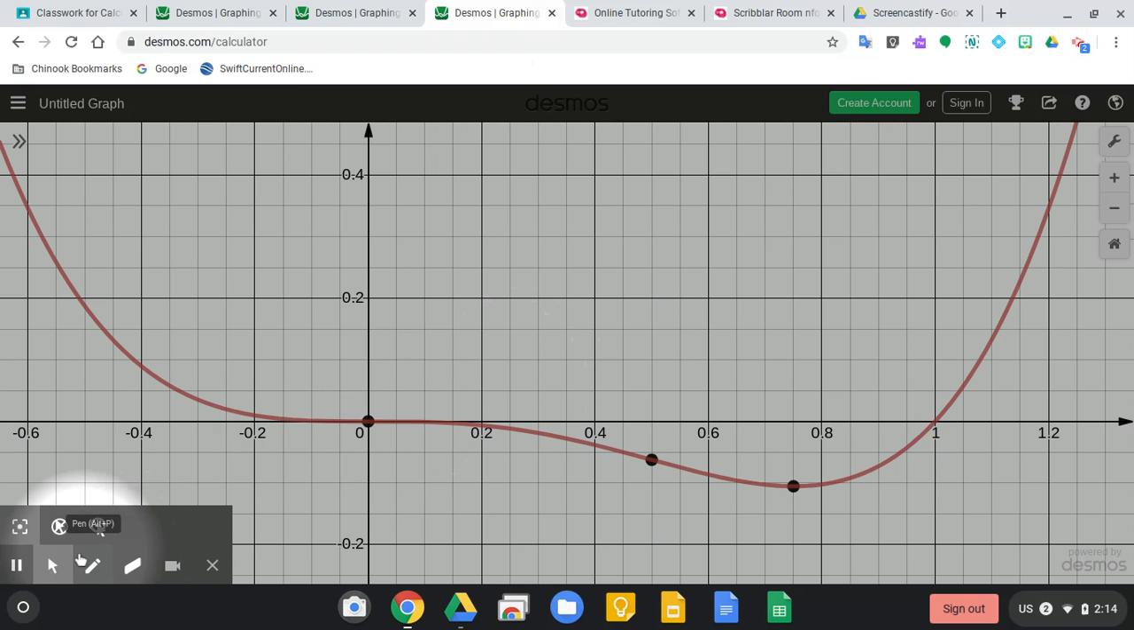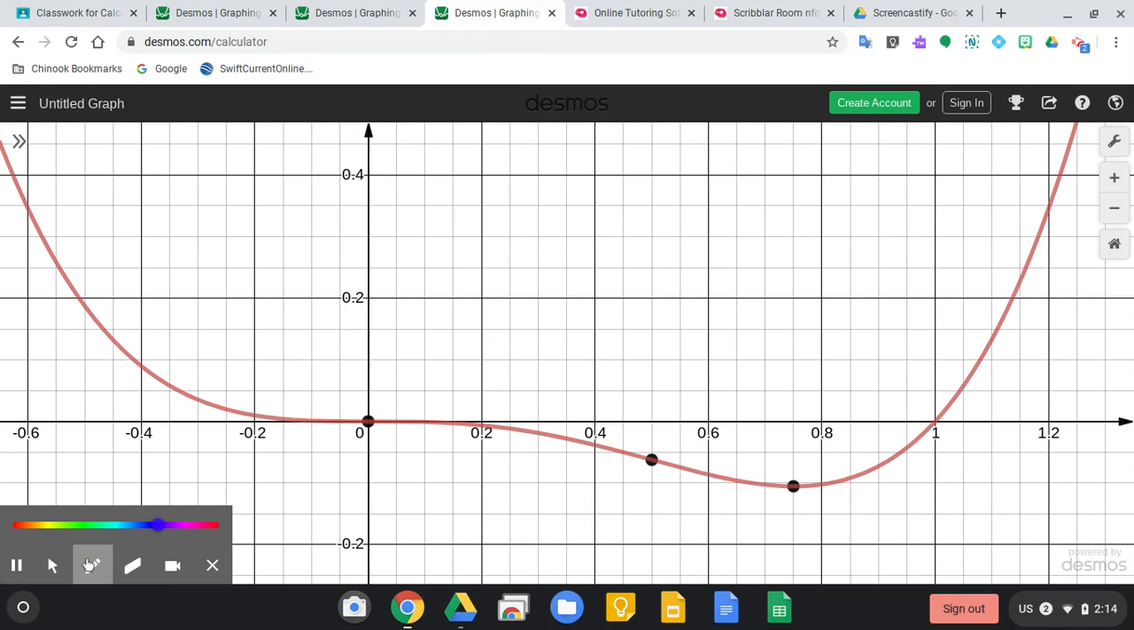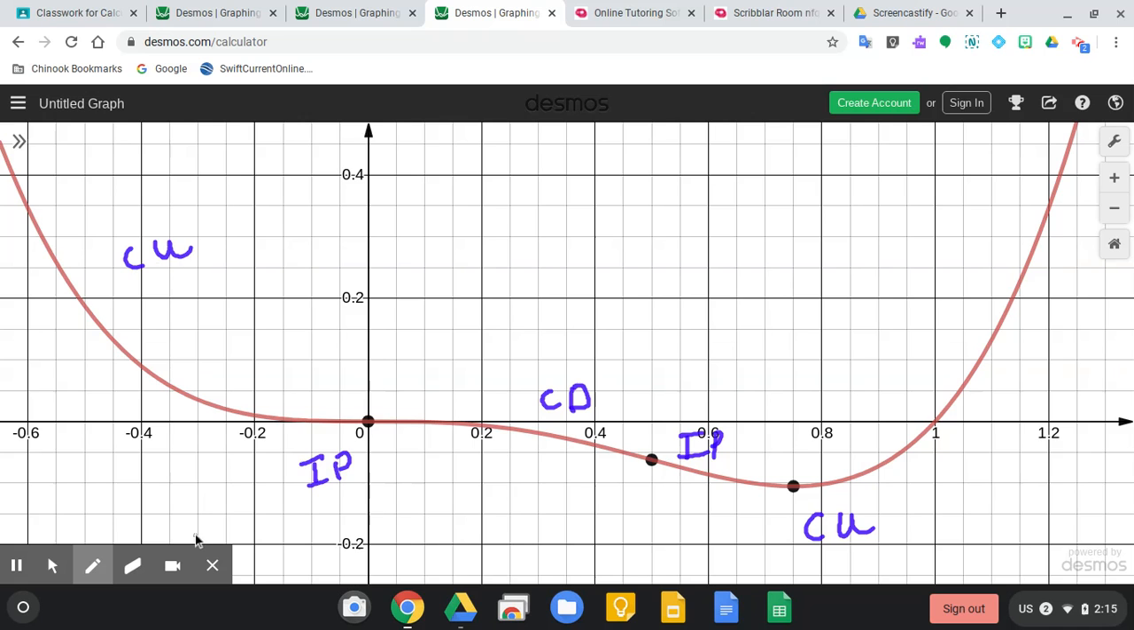I'm going to turn this off and maybe get my pencil back out. This section here, this was a minimum, so it has to be concave up. Here's an inflection point right here. So this section has to change to concave down. Here's another inflection point. So that means this section has to change back to concave up. That's what happens at inflection points.